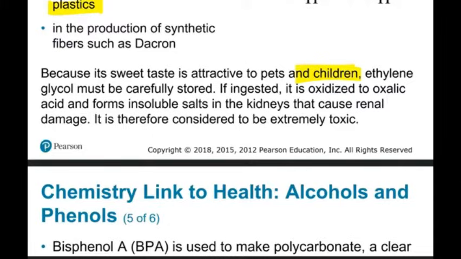The problem is that it is toxic. It's oxidized because of the OH groups. We have enzymes that oxidize OH groups. We're going to talk about it. Eventually converting those OH groups into acidic groups, organic acidic groups. And basically, this oxalic acid will form crystals in the kidneys and ruin the kidneys. Okay, it is toxic.